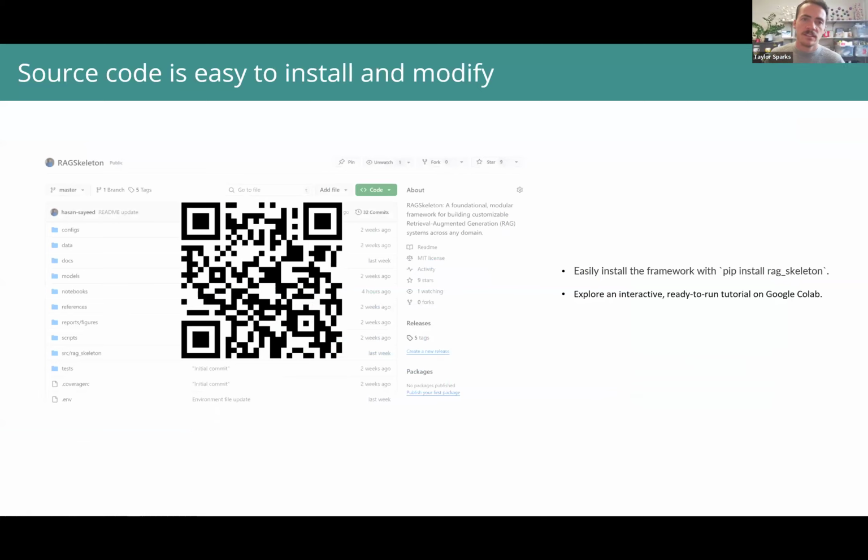The source code for RAG skeleton is available now. You can check it out. It's easy to install. It's easy to modify. We think that this is going to be something that we hope a lot of people will use.